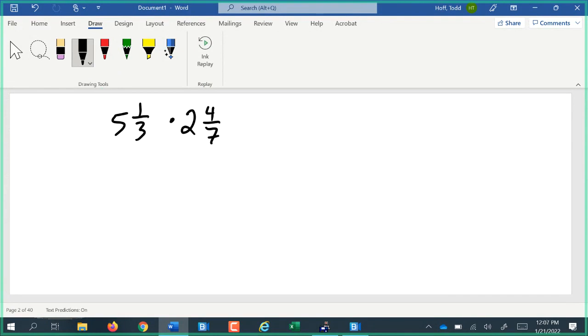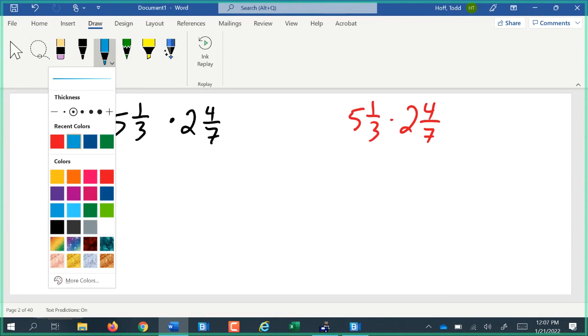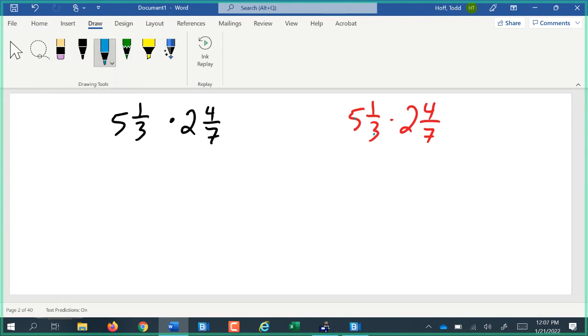So you might be wondering, well, pretty sure we've multiplied them before. Well, what we have usually done is we take a shortcut. We convert those mixed numbers into improper fractions. 5 times 3 is 15, plus 1 is 16/3, times 2 times 7 is 14, plus 4 is 18/7.